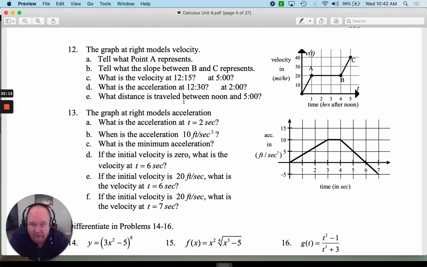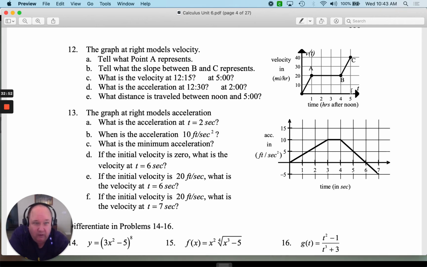What is the distance traveled from noon to 5 p.m.? And to find the distance traveled, how many miles? You find the area under the curve. So let's just break it down. I look at and I see a triangle. Half the base, the height is 20. I'm just going to break it down into shapes. Rectangle, 1 to 4, that's 3 times 20. I see a rectangle again. I should have done a longer rectangle. Whatever. 1 times 20.